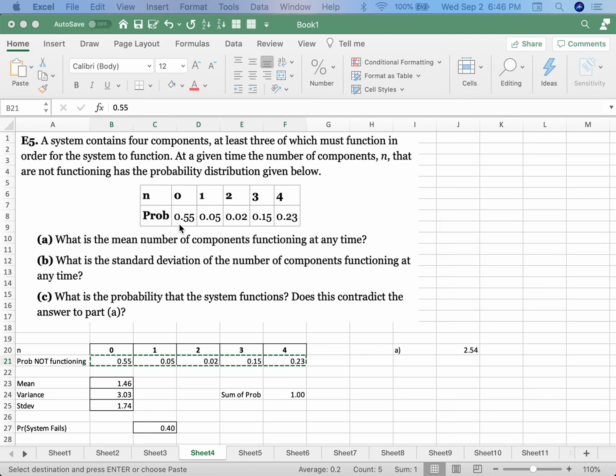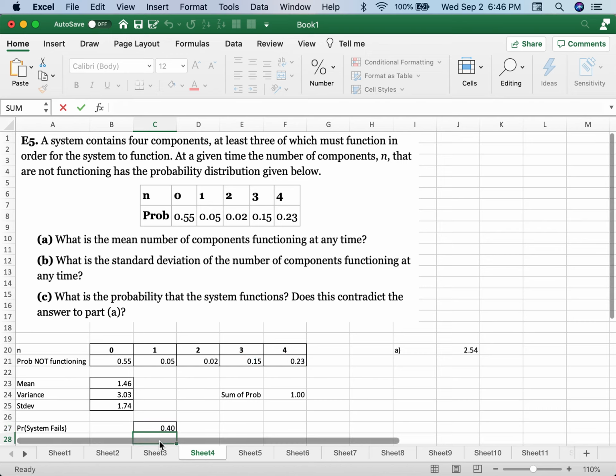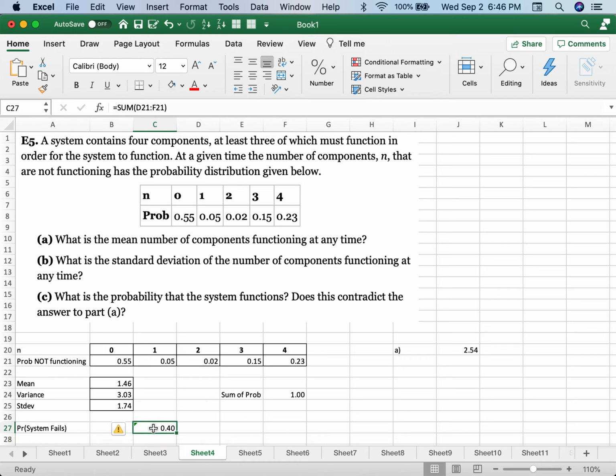But that would confuse the mean with the median. So we calculate the probability that the system fails is equal to the sum of the probabilities that 2 parts fail plus 3 parts fail plus the probability that 4 parts fail. So that is equal to 40%. So 40% that it fails, 60% that it doesn't fail. And that's how you work problem exercise number 5.